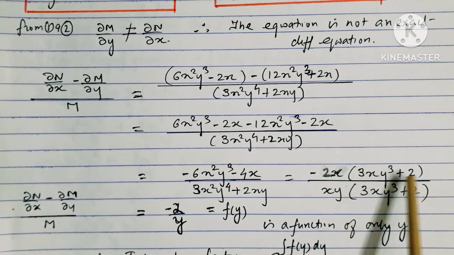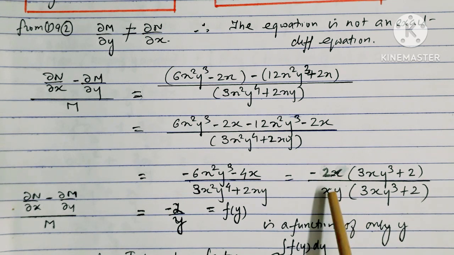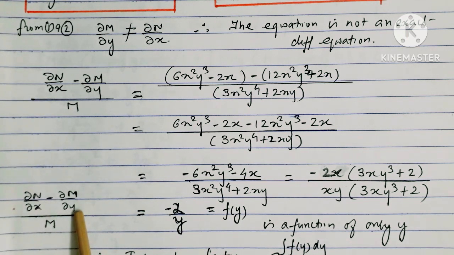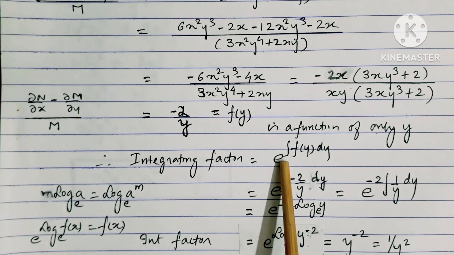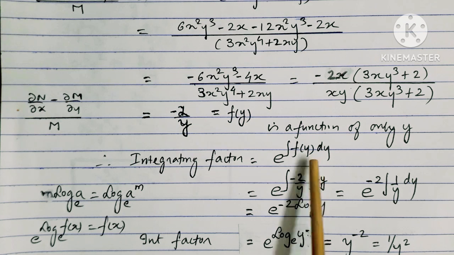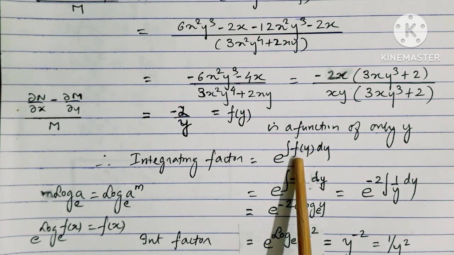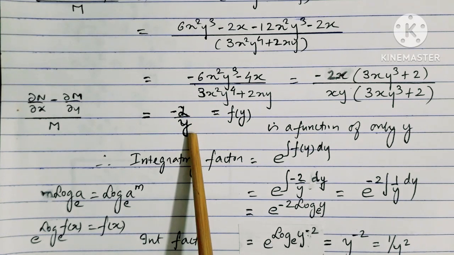Now the term 3xy³ + 2 will cancel out in the numerator and the denominator, and even x will cancel out, and we will be left with −2/y. That is, (∂N/∂x − ∂M/∂y) upon M is equal to −2/y, which is a function of y only, and let us call it f(y). Therefore the integrating factor is equal to e raised to integral f(y) dy. So now let us substitute the value of f(y), which is equal to −2/y.